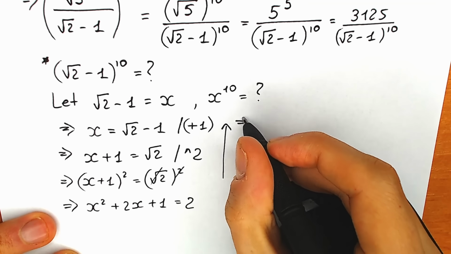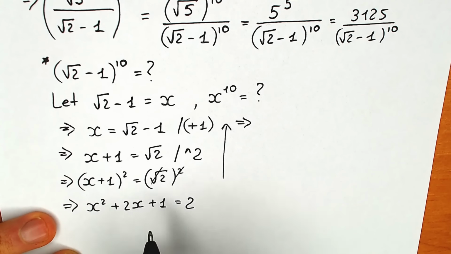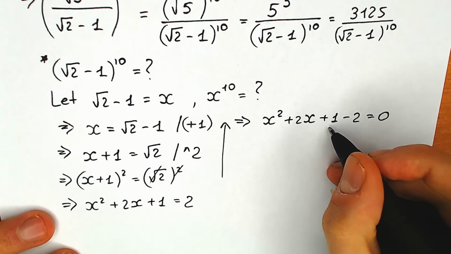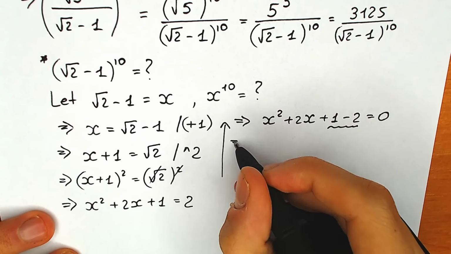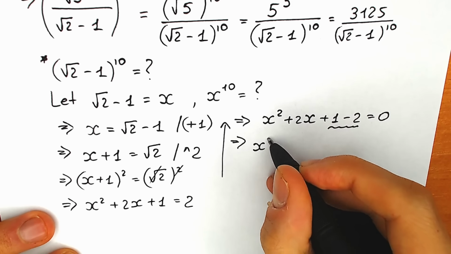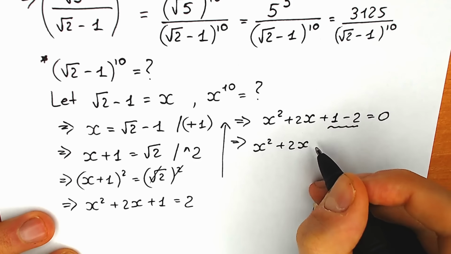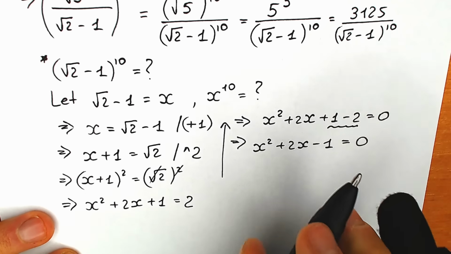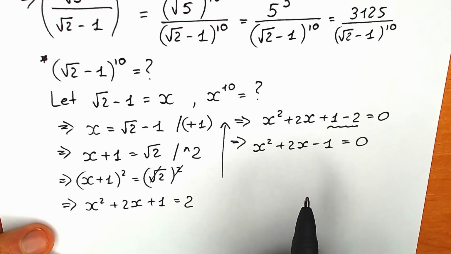So what we're going to do next? We're going to subtract 2 from both sides: x squared plus 2x plus 1 minus 2, and of course equal to 0. And right now we can simplify, we can evaluate this expression, we can subtract it, so we have x squared plus 2x minus 1 equal to 0. And of course this is a quadratic equation, but we don't need to solve it.